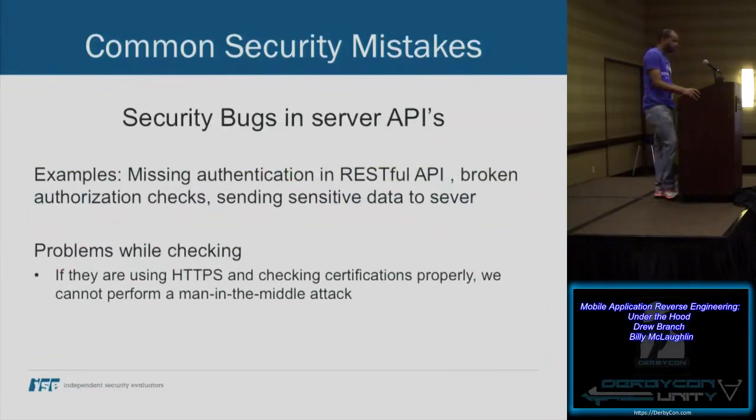So another common security mistake that developers make is they don't really test for security bugs within the server's API. A couple examples are missing authentication in RESTful APIs, also broken authentication checks, and sending sensitive data to the server. Now, a problem that we encounter when we're testing for this is that if they're using HTTPS and checking certs properly, we cannot perform a man-in-the-middle attack.